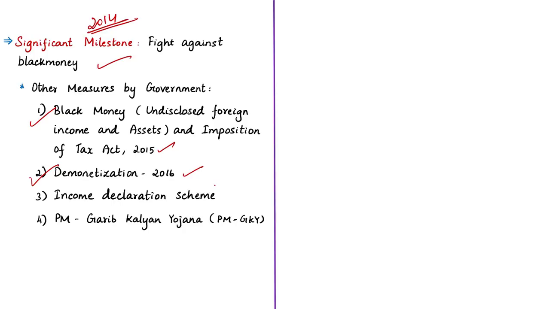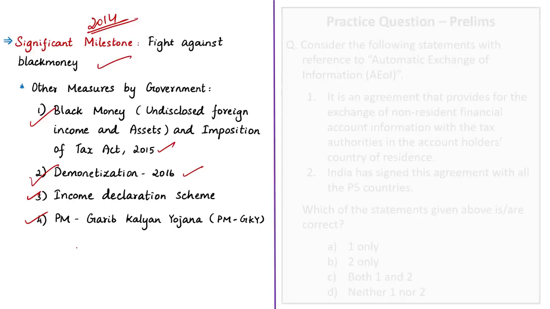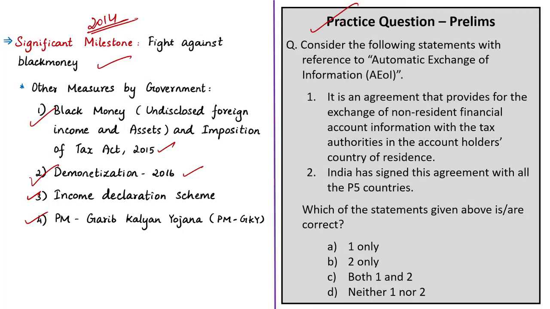Then two more compliance windows were opened by the government, which are Income Declaration Scheme and the Pradhan Mantri Garib Kalyan Yojana. We will discuss these tax schemes in some other discussion on some other day. Now, along with these, the present transfer of data from Switzerland is another significant milestone in the fight against black money that is stashed or stored abroad. So with this, we have come to the end of this news article discussion. The practice question will be discussed in the last session.